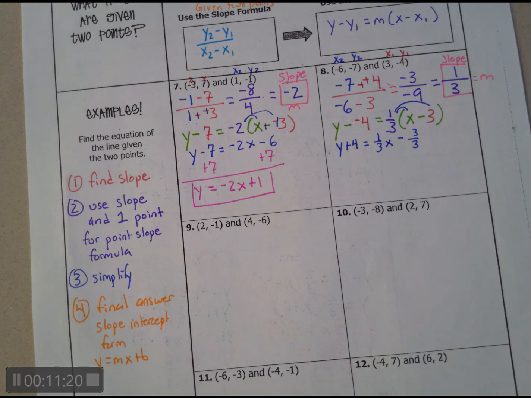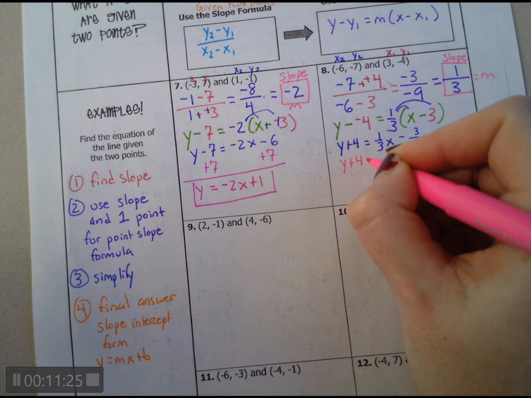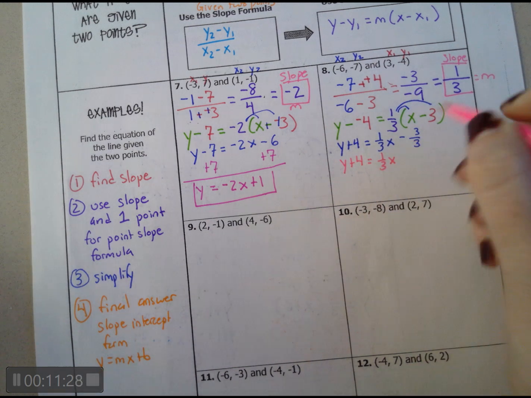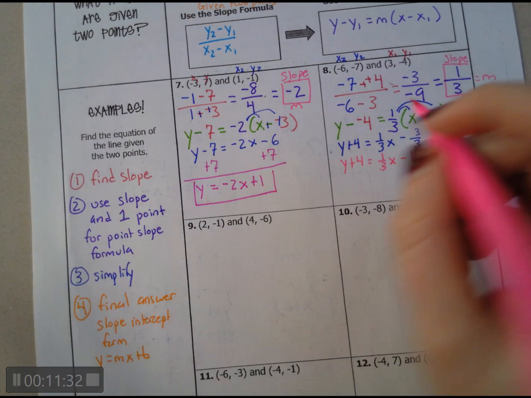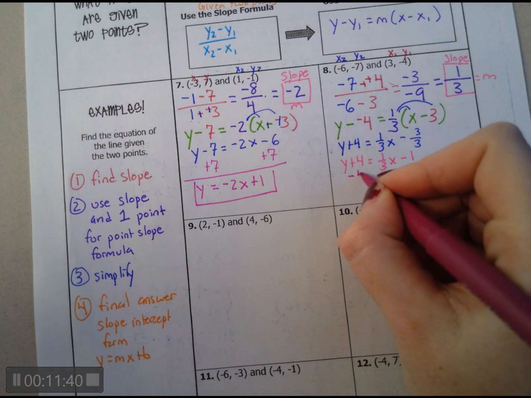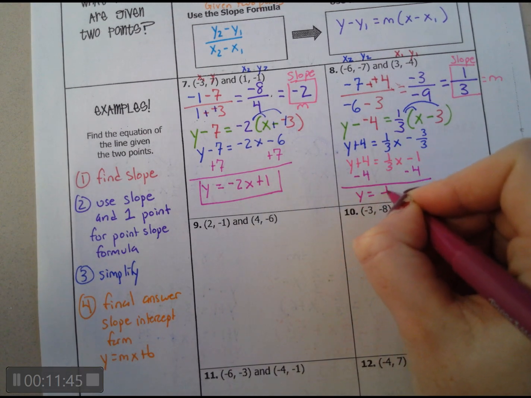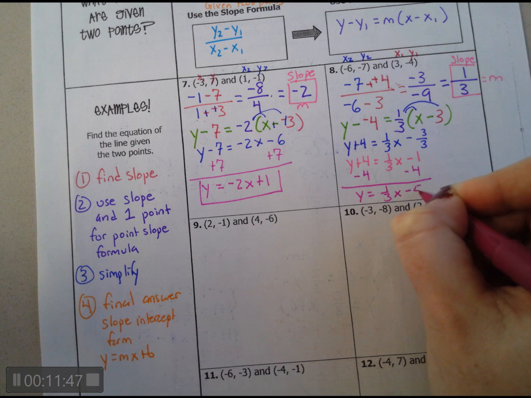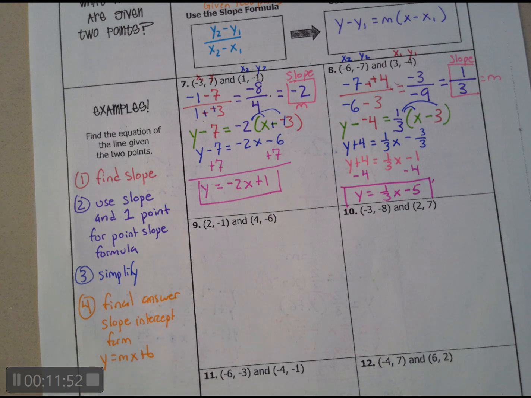Alrighty, so next I am going to rewrite y plus 4 equals 1/3 x, because negative 3 divided by 3 will give me negative 1. And for our final step, what do I need to do? I need to subtract 4 from both sides. So y equals 1/3 x minus 5. And that's our answer. Good?